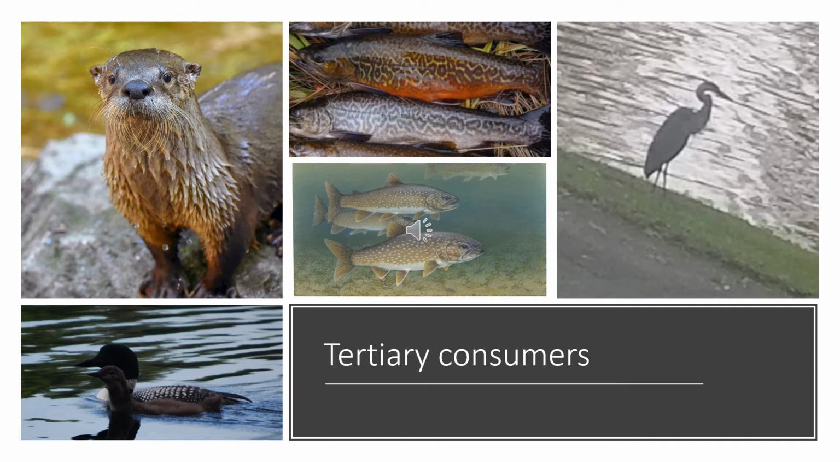Finally, we have the tertiary consumers, which in this case include a lot of birds that would eat large fish. So you have your classic common loon, the blue heron, and then larger lake species. So the lake is stocked with salmon and lake trout. And then also there are sometimes otters as well, which would eat large fish.